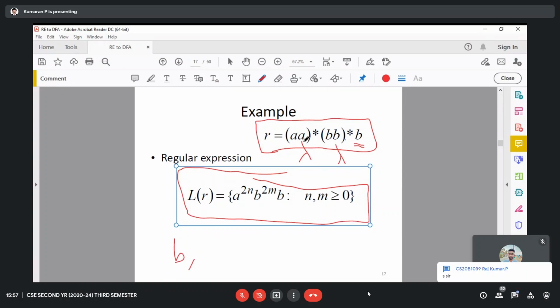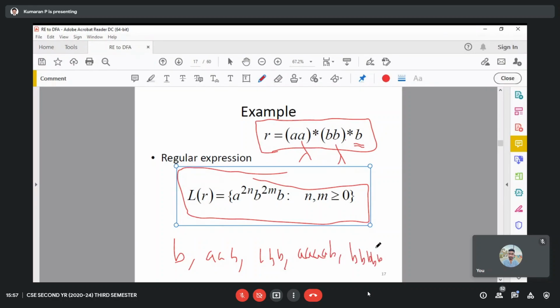If I take here 1 time, then I will get 2 times of a, 1 time of b. If I take here 1 time, then I will get 2 times of b, 1 time of b. Then if I take this 2 times, I will take 4 times of a, 1 time of b. I will take here 4 times, 4 times of b, 1 time of b. Here I will take concatenation of these two, then I will get double a, double b also. So anyhow, I can see minimum 1 b at the end. That is the string of this particular language.